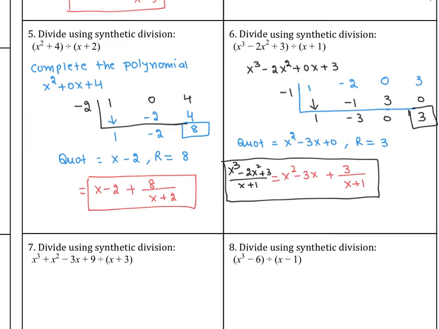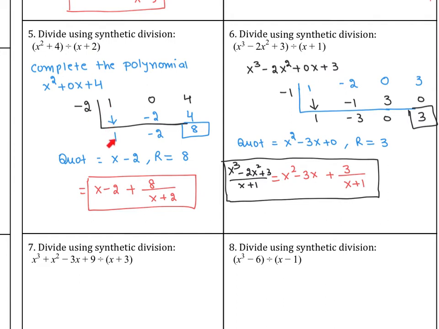So for number 5, you're going to divide x squared plus 4 by x plus 2. First of all, we need to complete this polynomial because the x term is missing. So insert 0x for the missing term. Write the coefficients on the top. So you got 1, 0, and 4. Dividing by this polynomial, we're going to use the opposite sign, that's -2.